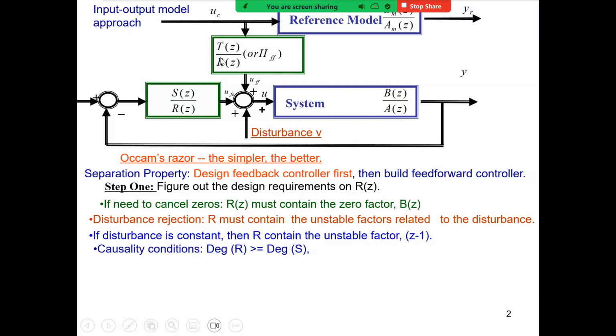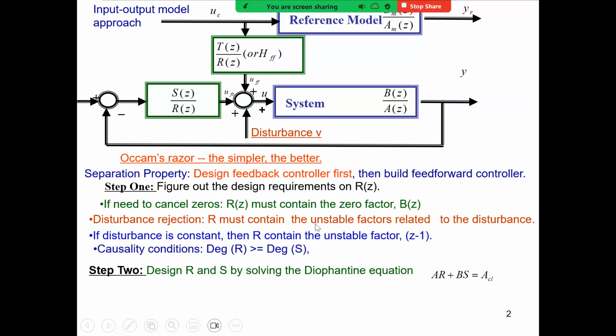But when you design this T over R, for this part you don't have to obey the causality condition, because the command signal, we assume that you know the command signal in the future. What do you want the system to do in the future? Because that signal is available to you, right? So the command signal you know in advance. So this is okay only for this part, because this S will be operating on output Y, so you cannot use the future output signal.